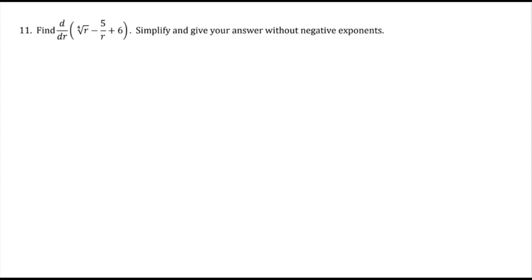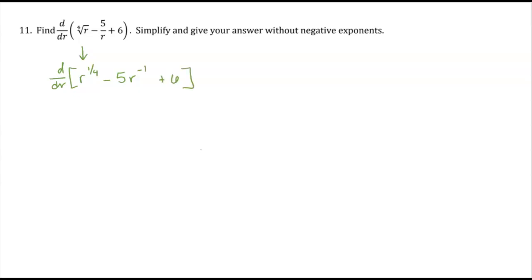All right, another derivative. This time we've been given a little bit more information. We have to simplify without negative exponents, but we can handle this, right? So this one is straight up the power rule, the way we saw it back on that quiz. We can rewrite this as r to the 1/4 minus 5r to the negative 1 plus 6.